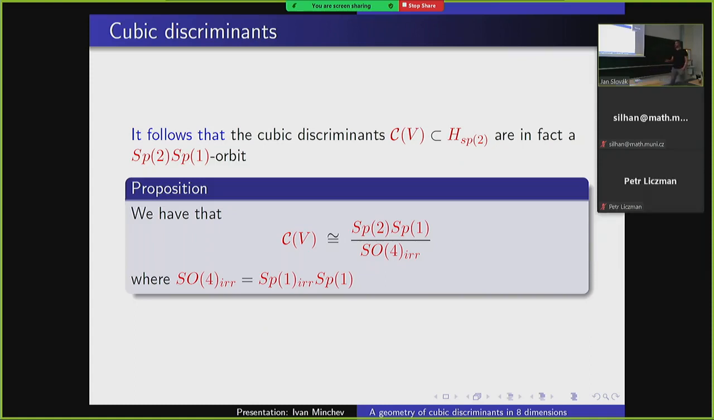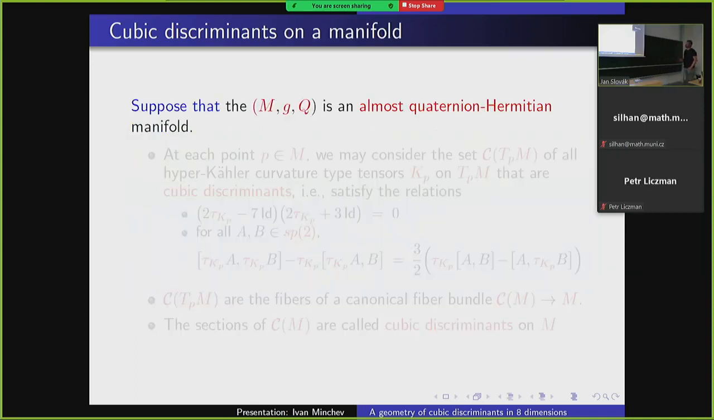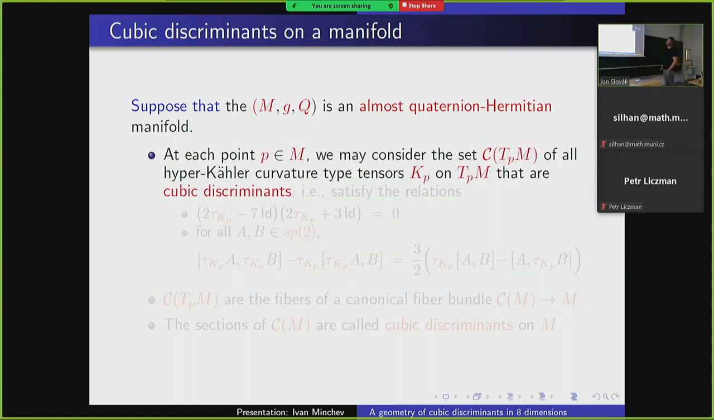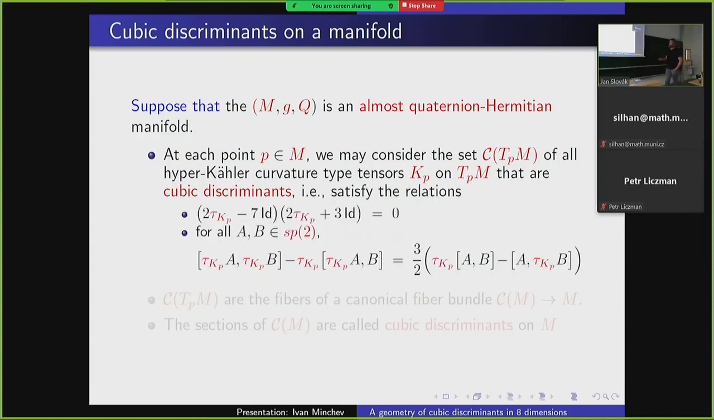That's the geometric interpretation of this homogeneous space. So now I would like to see a bit what happens on the side of the differential geometry from here. Suppose that we are given an almost quaternion Hermitian manifold. Then, of course, at each point of the manifold, we have the set of all hyperkähler curvature type tensors that are cubic discriminants. So it's a canonical object.